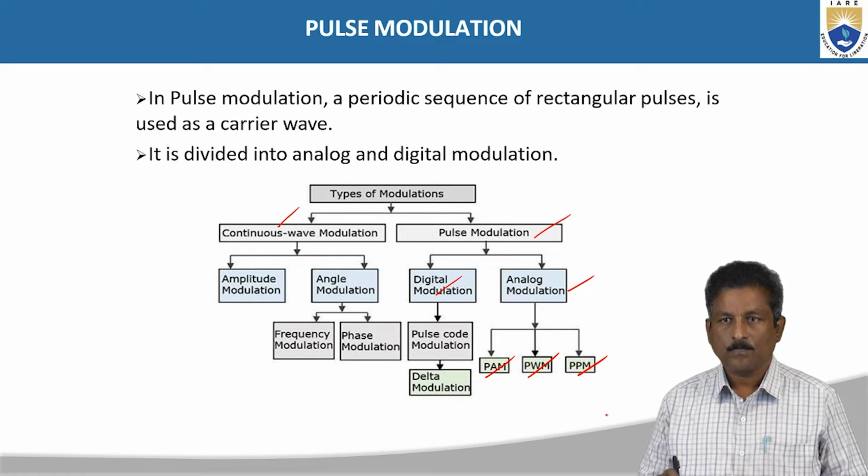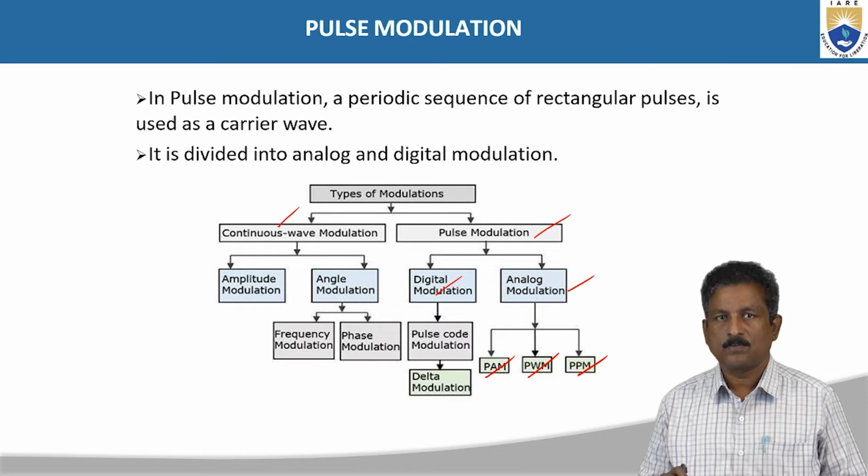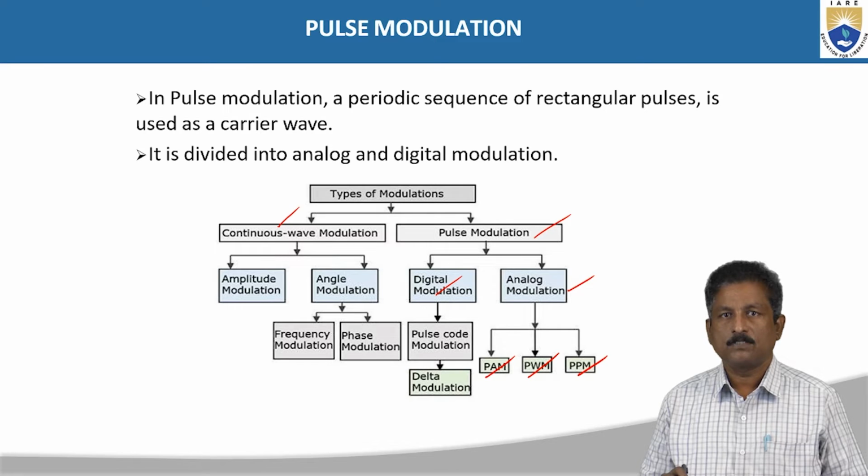Here, what are the basic signals used in these pulse modulation techniques? In the continuous wave amplitude, frequency, and phase modulation, a continuous sinusoidal wave acts as the carrier signal. Whereas in pulse modulation, especially analog, a train of pulses, a group of pulses, acts as the carrier signal.